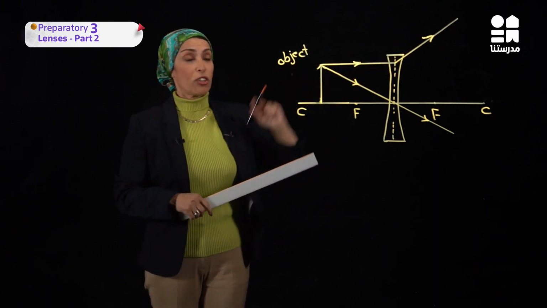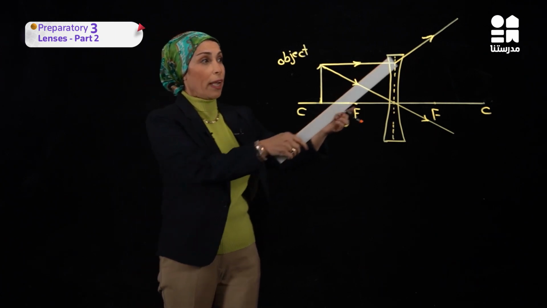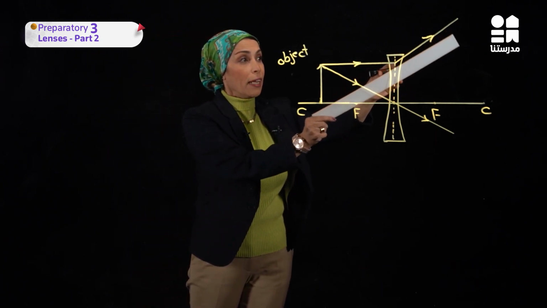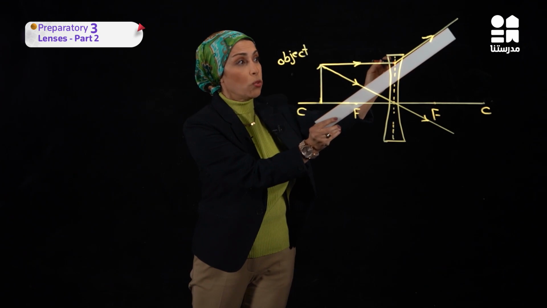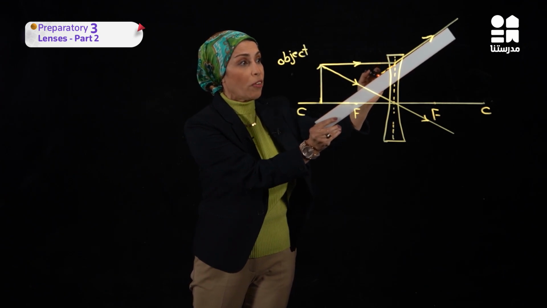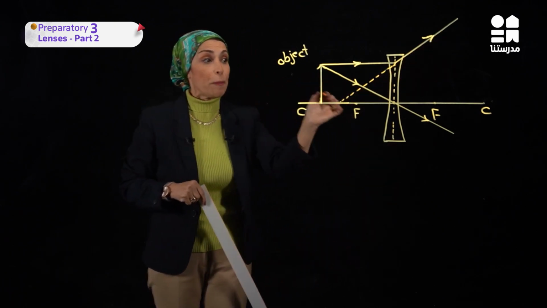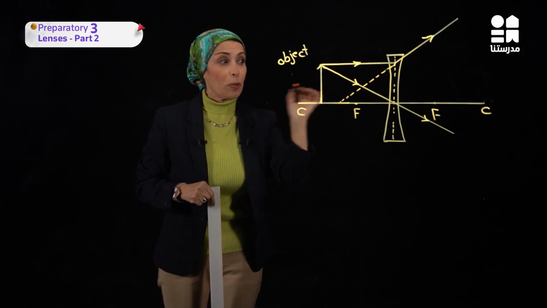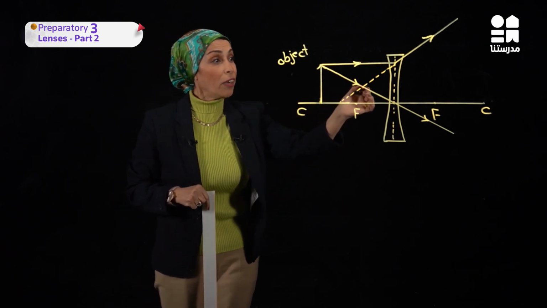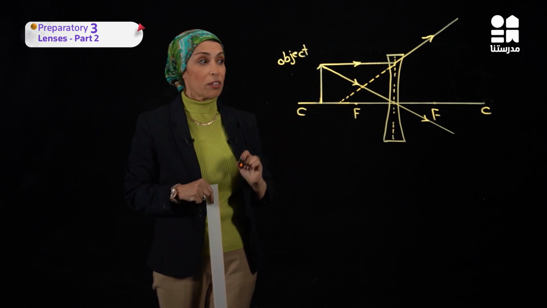Here is the first refracted ray, so I make an extension. Then I adjust my ruler and make the extension. We agreed before: extension with dotted lines until I reach the principal axis. Don't lift the pencil until you reach the principal axis. Then here I have an intersection. Yes, I have an intersection.